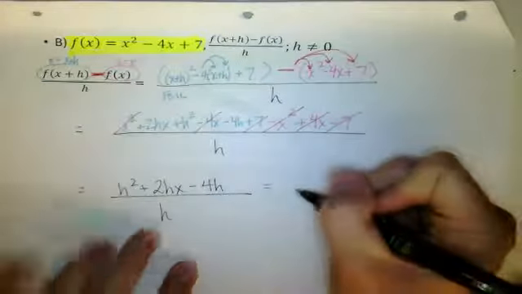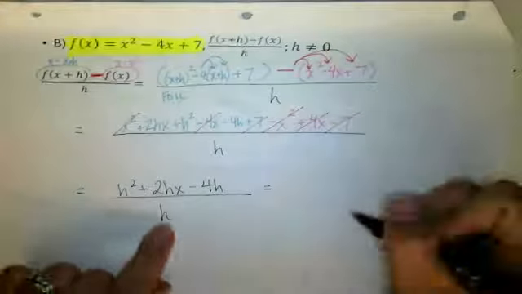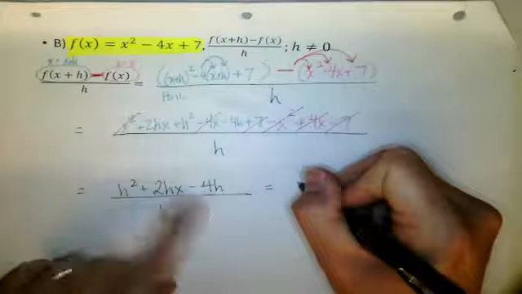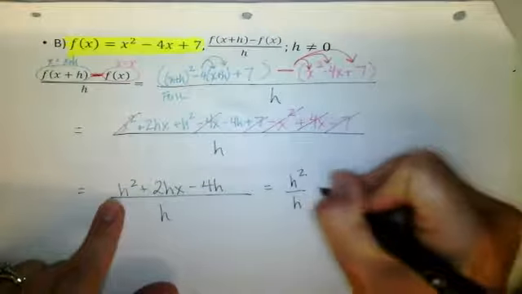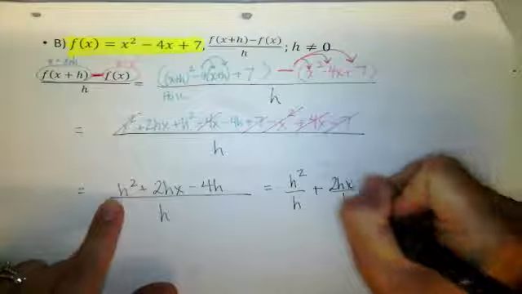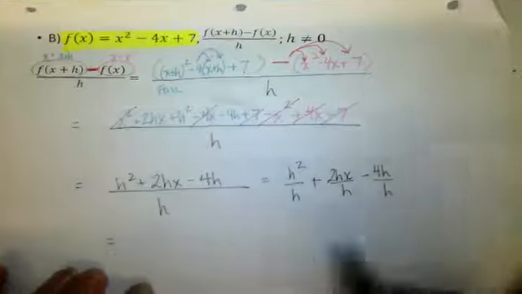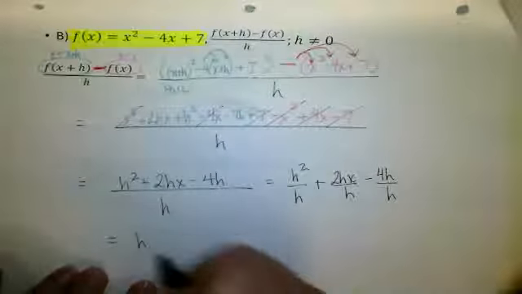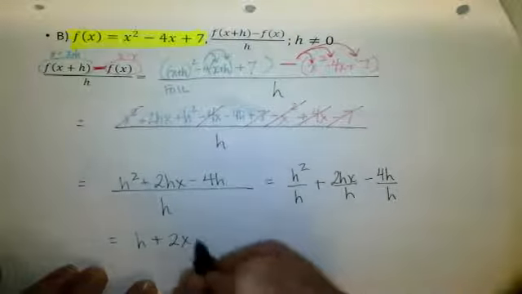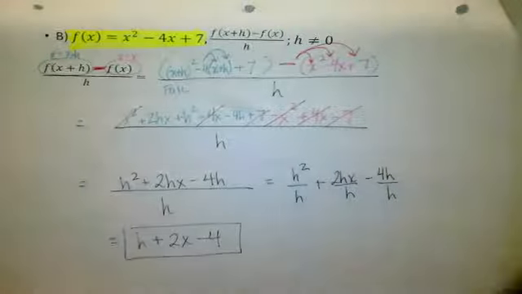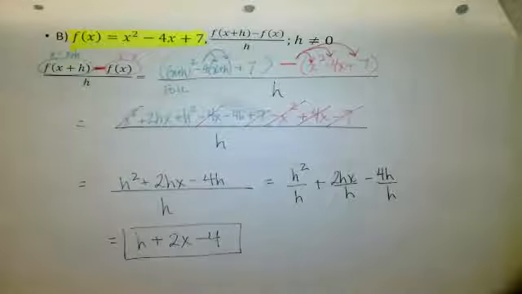Which of course, that divide by h, what's he dividing? Each term above. So you could write it out if you want, or maybe you can just do it in your head because you're that good. That would be great. How does it clean up? What reduces? H plus 2x minus 4. All right, ladies and gentlemen. Did I catch that? That's it.